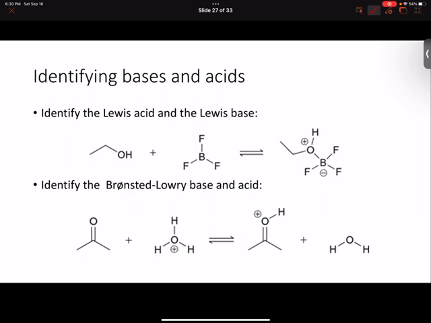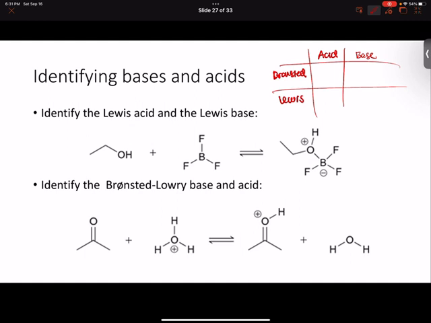Okay, so identifying bases and acids. Identify the Lewis acid and the Lewis base, and identify the Bronsted base and acid. So like I said, when I do this on a test, I would really like you guys to do a chart. It's pretty quick if you think about it. It doesn't take a lot of time. Acid, base, we have Bronsted, and then we have Lewis. So you have Bronsted acid, Bronsted base, Lewis acid, Lewis base.